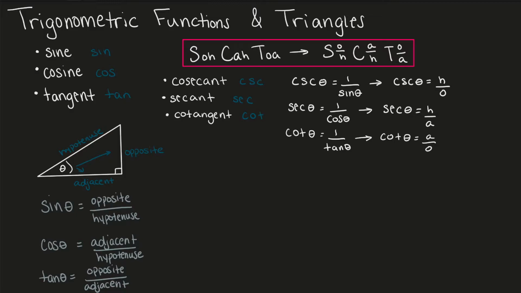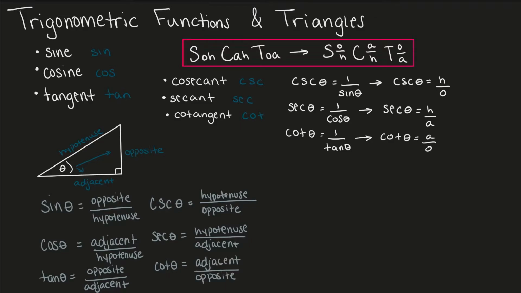And we can see that with this triangle as well, how these relate. Our sine is opposite over hypotenuse, so cosecant is hypotenuse over opposite. Cosine is adjacent over hypotenuse, so secant is hypotenuse over adjacent. Tangent is opposite over adjacent, so cotangent is adjacent over opposite.